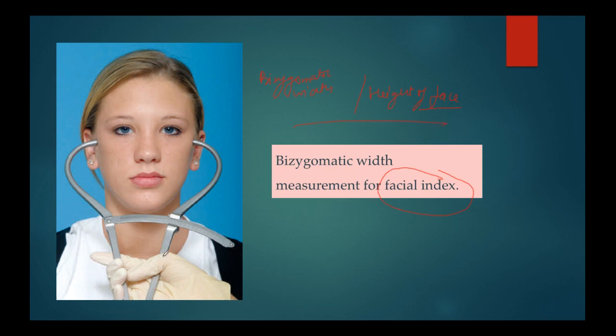Here we are using an anthropometer. This is used to measure the most prominent part of the zygomatic bone, and this gives us the bizygomatic width. So this is how bizygomatic width is measured. Moving on to the next.